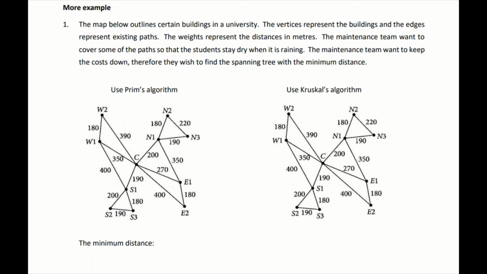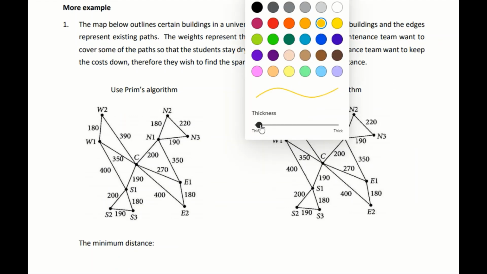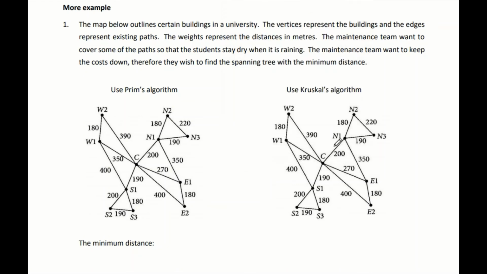Okay, so now let's try to do it by using Prim's algorithm first, then after that Kruskal's algorithm. I'm going to explain one by one again for the last time here. Then after that, for the second question, I'm just going to show you the working. Then after that, you can try to check yourself.